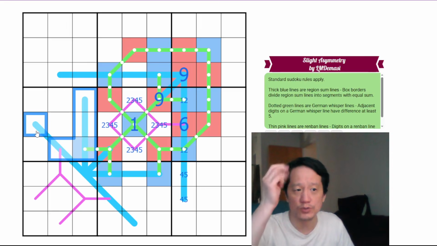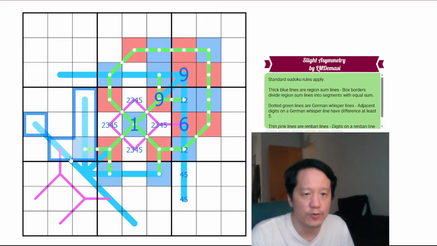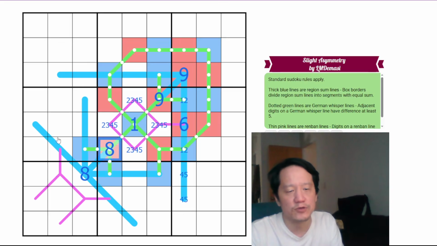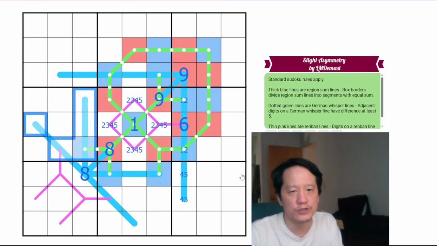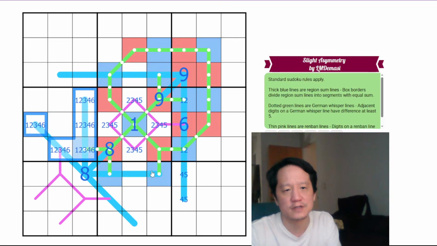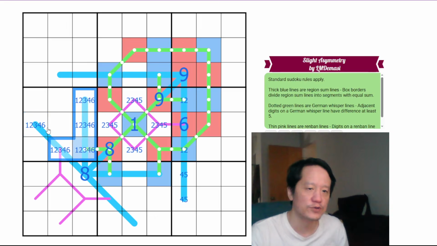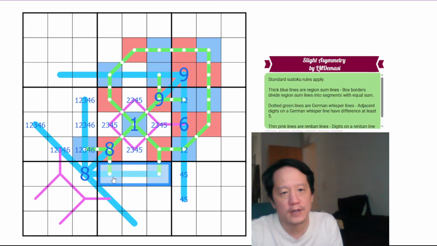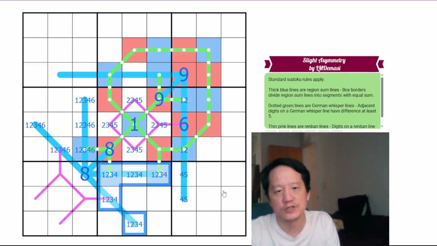Which is 1, 2, 3, 4, 5. So therefore, it cannot be 7 or less. It cannot be 9. It has to be 8 here. So this is 8, which is going to be equal to 1, 2, 3, 4, and 6 adding up. Because 1, 2, 3, 4, 6 adds up to 16, which is 8 doubled. So this must be 1, 2, 3, 4, 6 also.